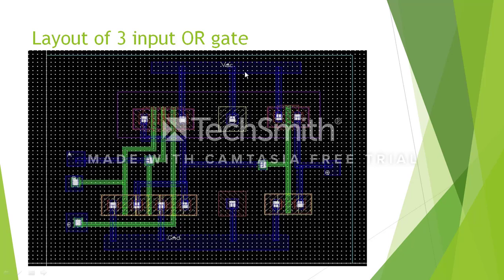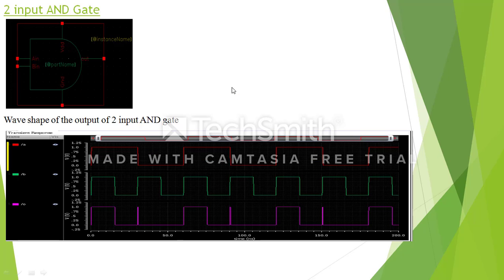The layout of 3 input OR gate. This is the VDD, this is the GND, and this is the body of NMOS, which is connected to ground, and this is the body of PMOS, which is connected to VDD.